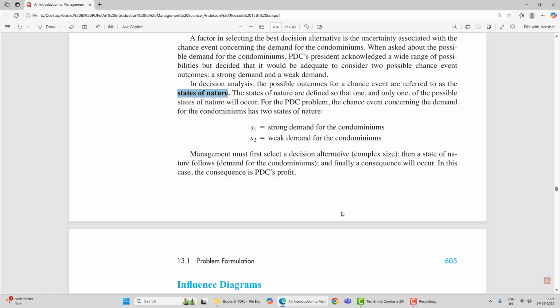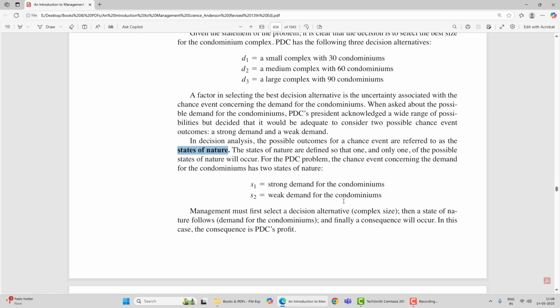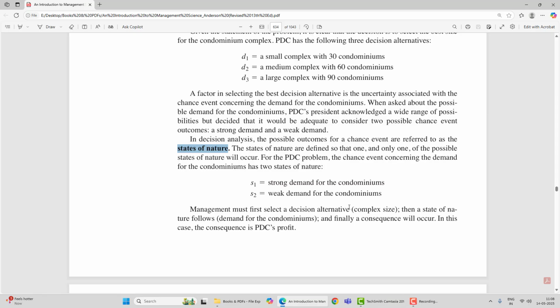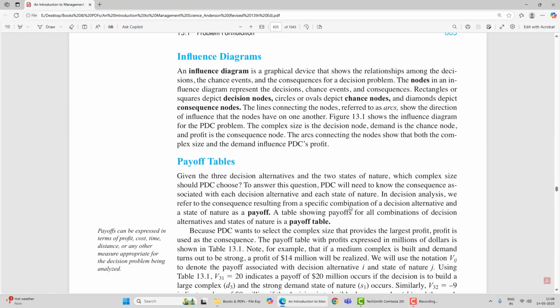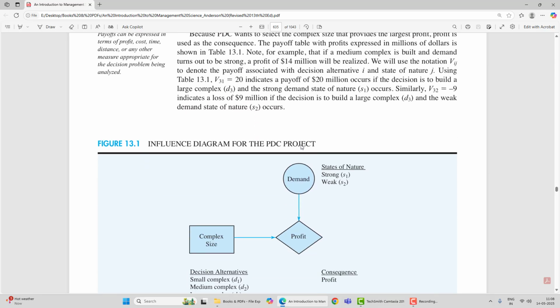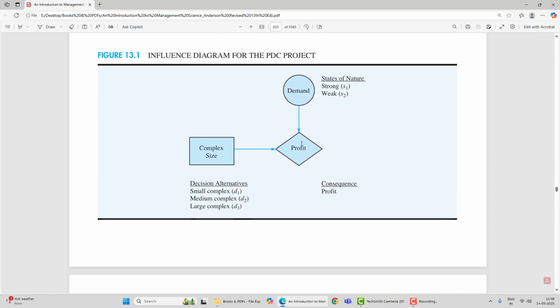So whenever such a problem is in front of us, first what we need to do is to create an influence diagram, which is a simple representation of what is going to happen. So let us directly understand how to draw the influence diagram. Always the square or rectangle indicates the decision. So we have here the complex size as a decision and three alternatives. So we have to write D1, D2 and D3 here as our decisions.